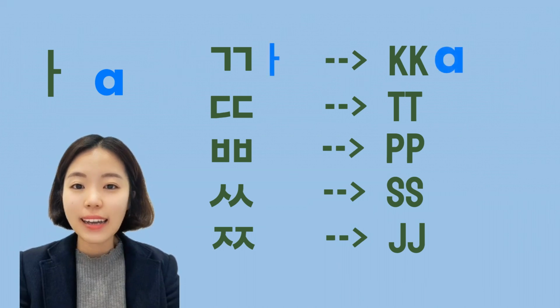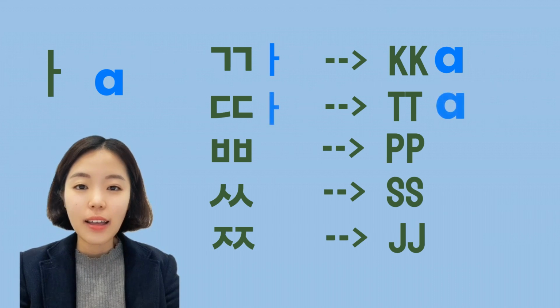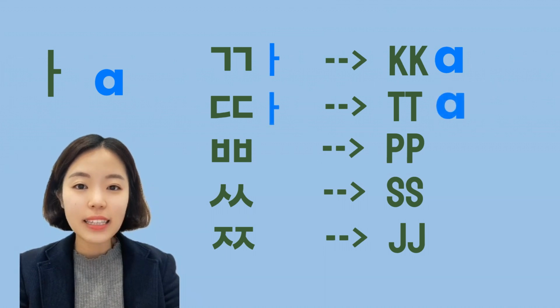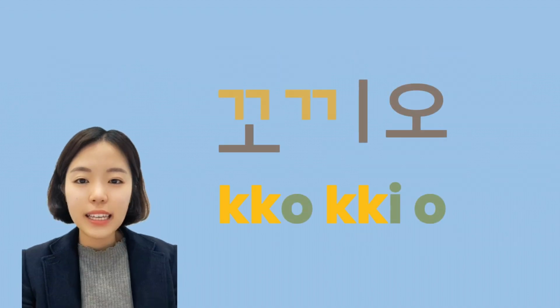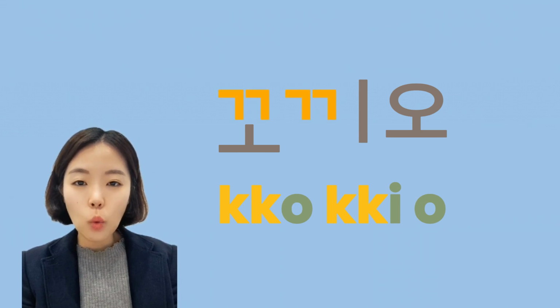까, 따, 빠, 싸, 짜. The example word of using this one is 꼬끼오.